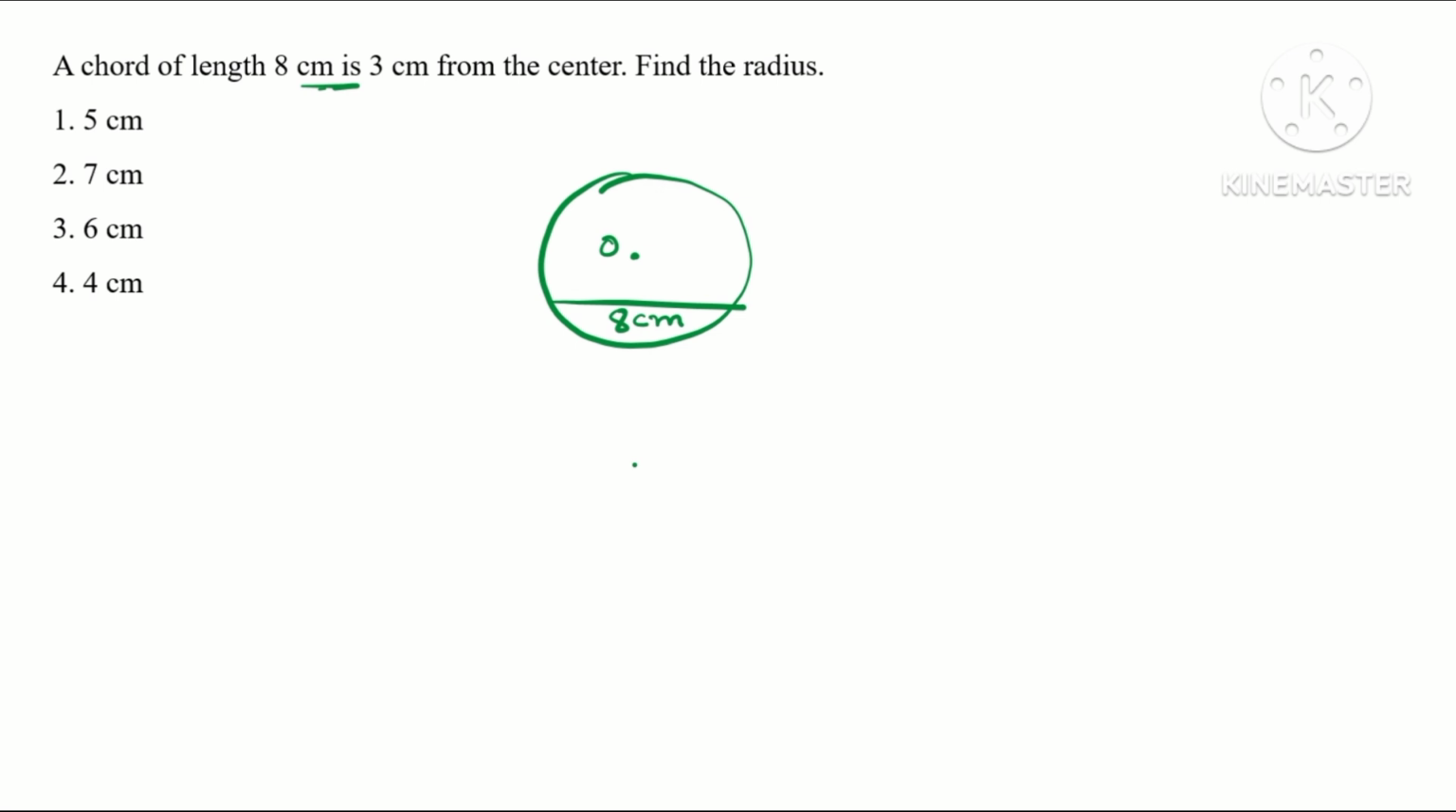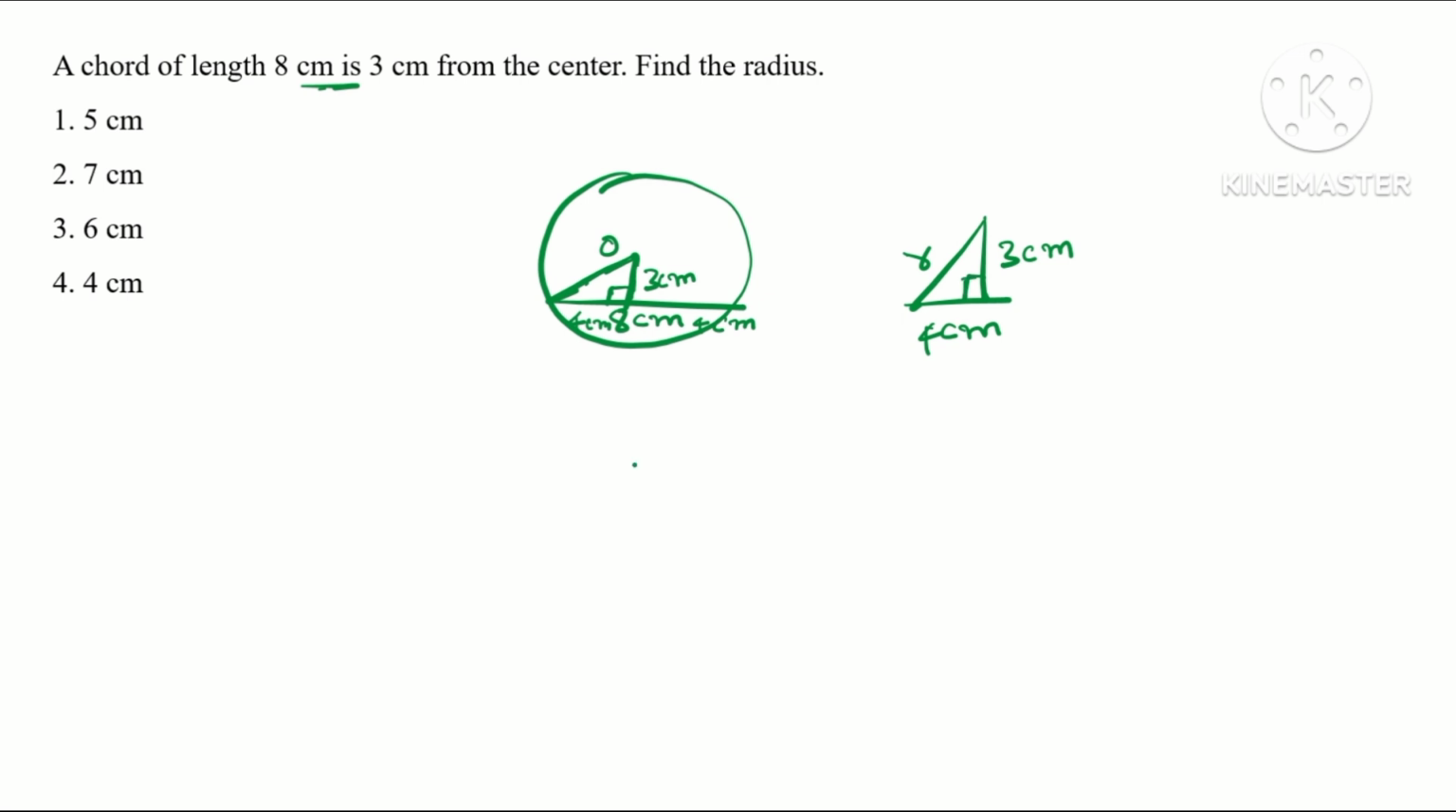So this chord is 3 centimeters from the center. This will be 3 centimeters. Find the radius. So to find the radius, let's draw a hypotenuse here. This becomes 90 degrees, and here this is 4 centimeters and this will be 4 centimeters. It is a right angle triangle, 3 centimeters, 4 centimeters. This is the radius.